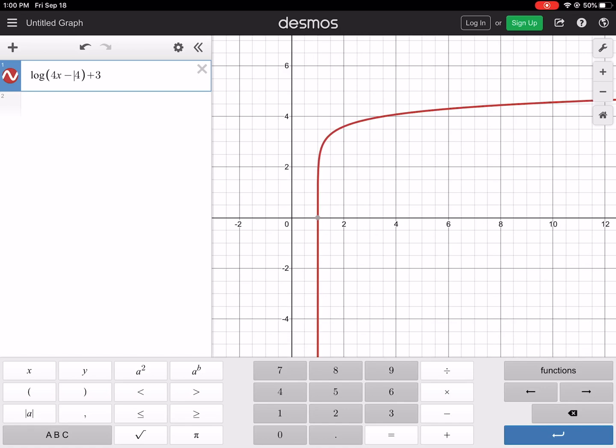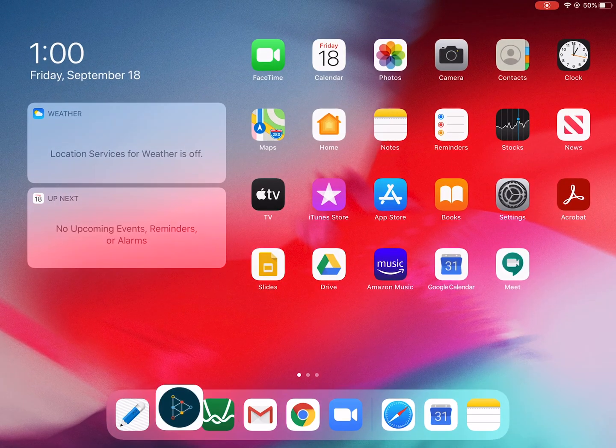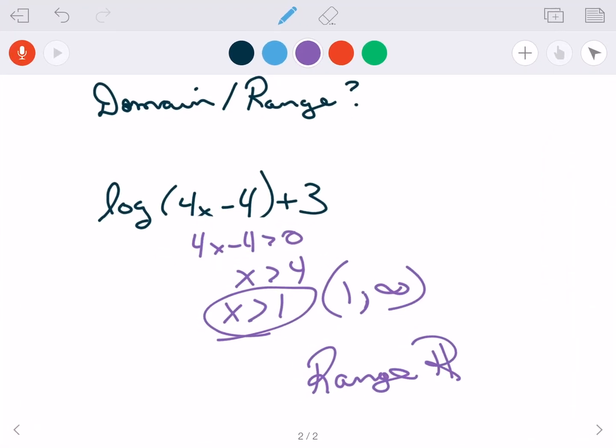Moves the graph to 1. Click on it. It's really close to 1, but we'll never touch it. So everything is to the right of that, so it's going to be x greater than 1. So that's how you find domain and range using Desmos or just solving by hand.